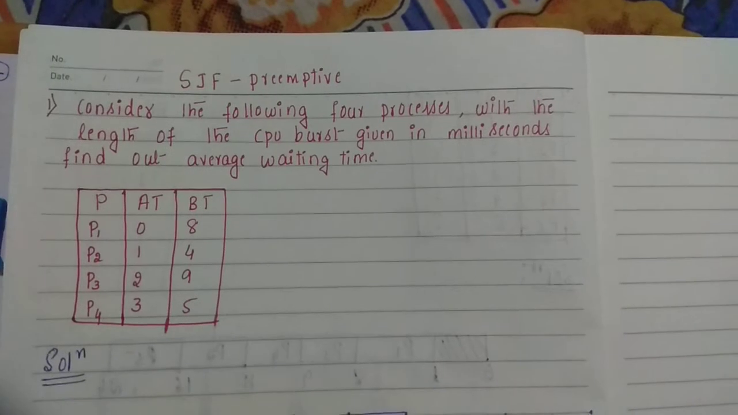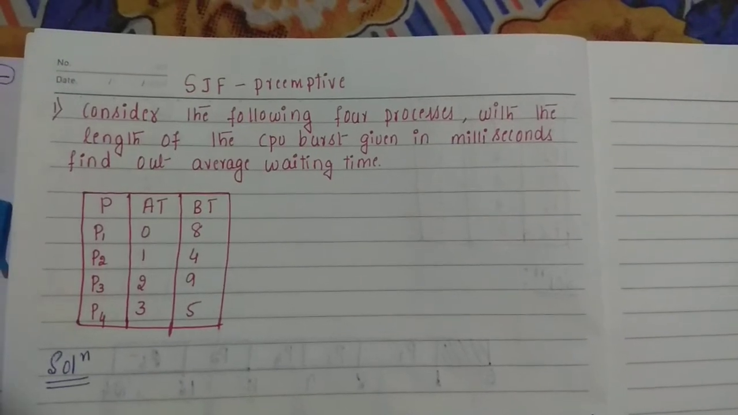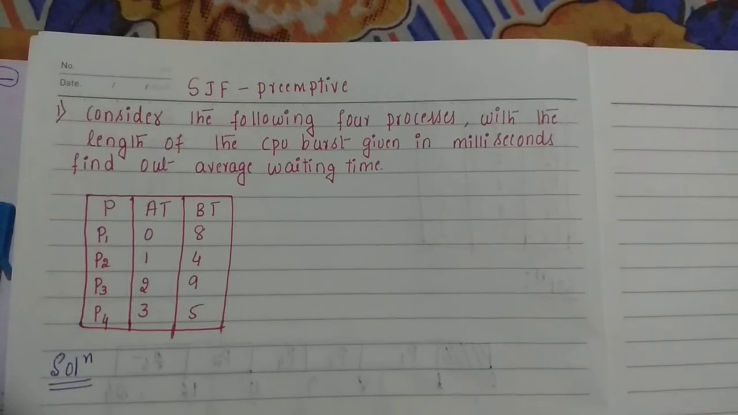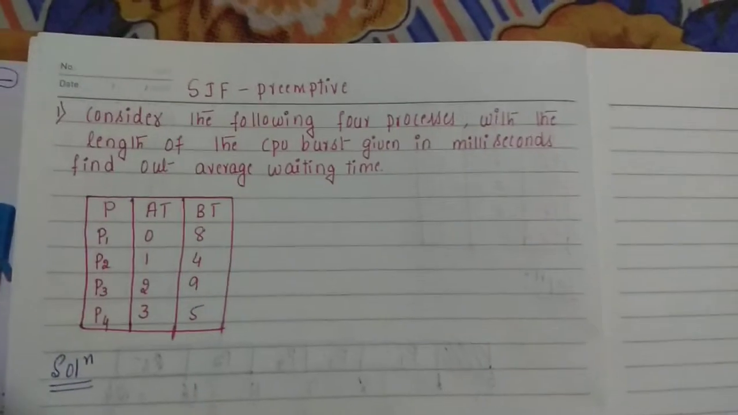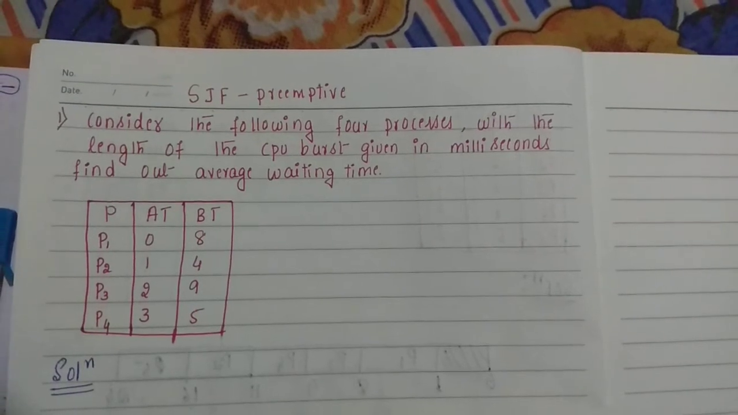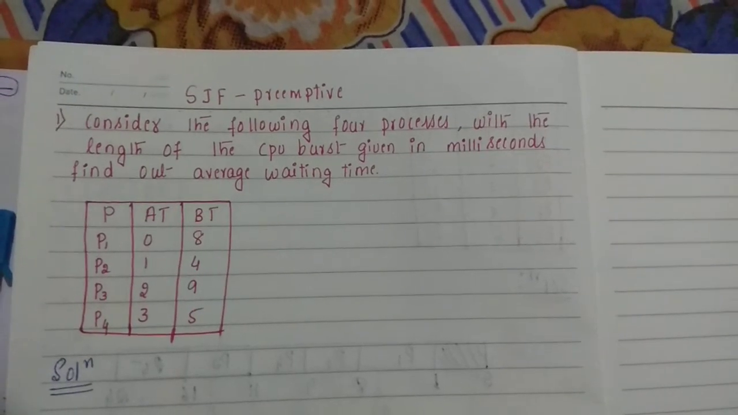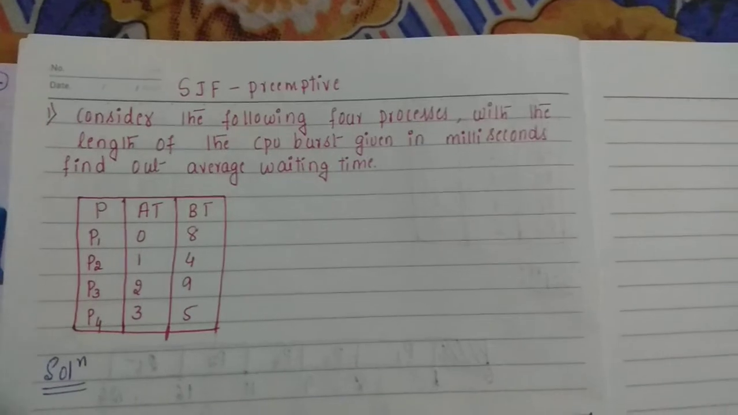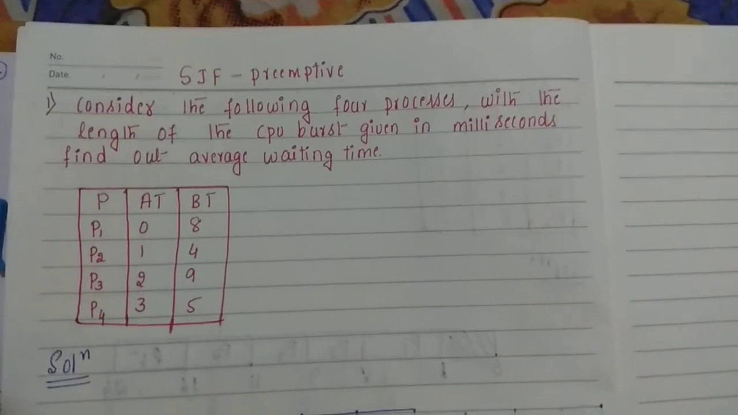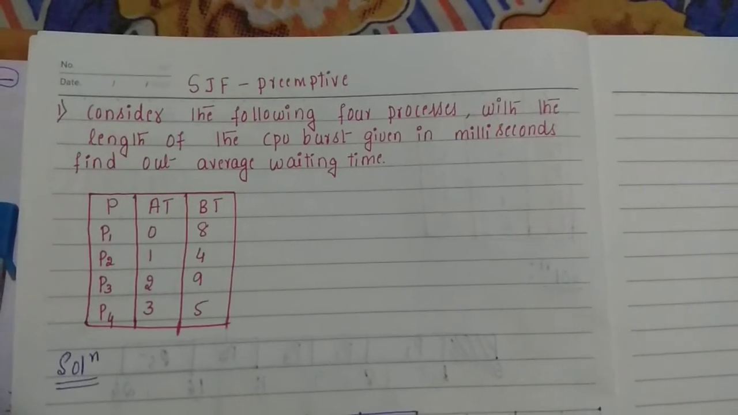So you can just see he has given processes P1, P2, P3, P4. Arrival times he has given 0, 1, 2, 3, and the burst times. We need to find out the SJF and we need to perform preemptive scheduling, which means we need to switch the process while execution. Okay, let us see how to go with this problem.